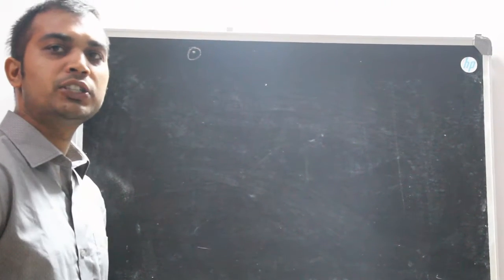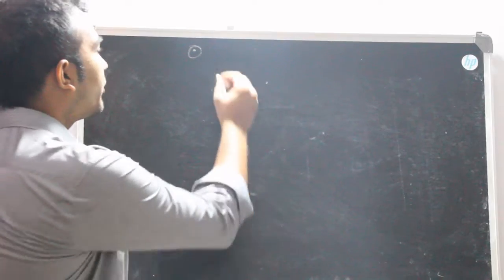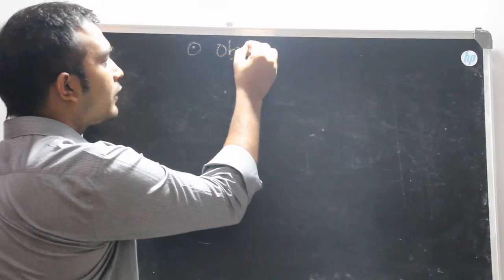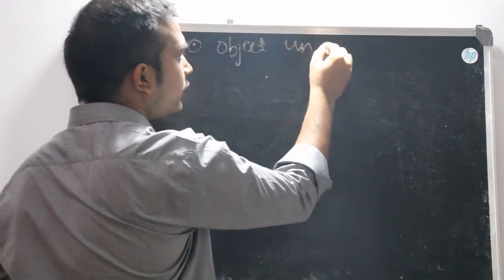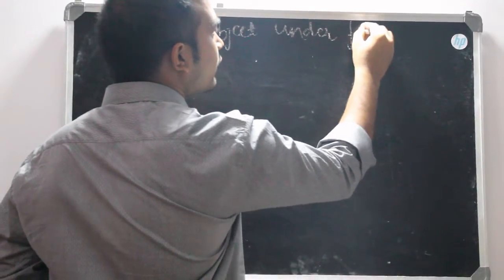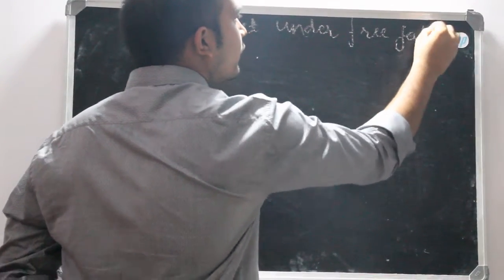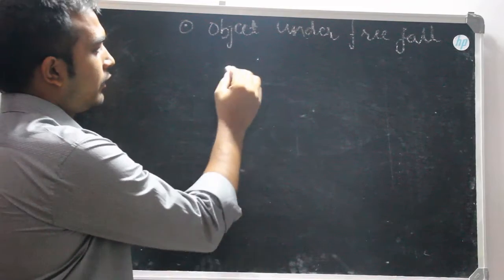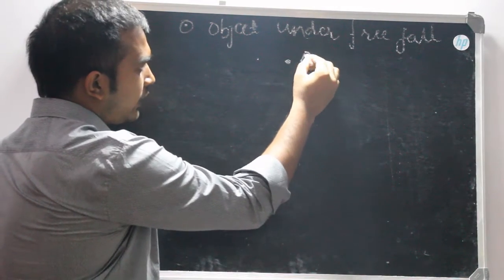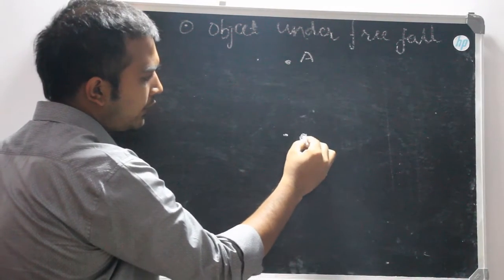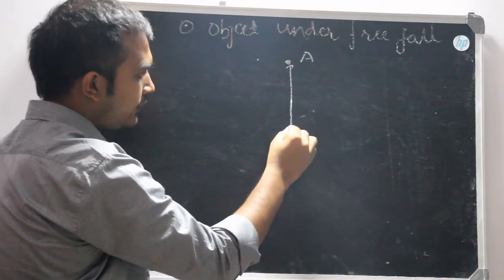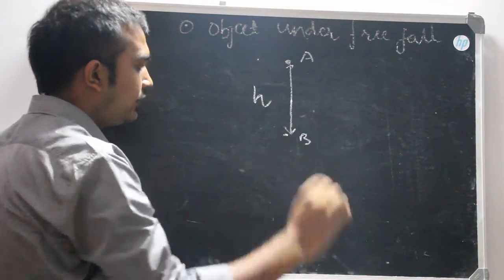So with this equation of motion, we'll study about object under free fall. Now say this is point A and this is ground at B, and the distance here is h.